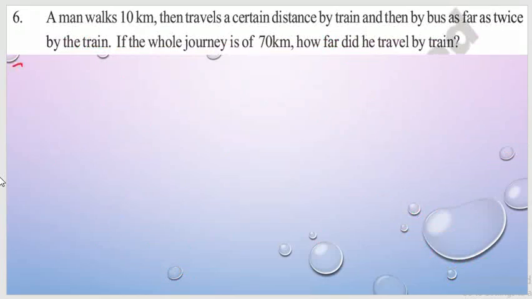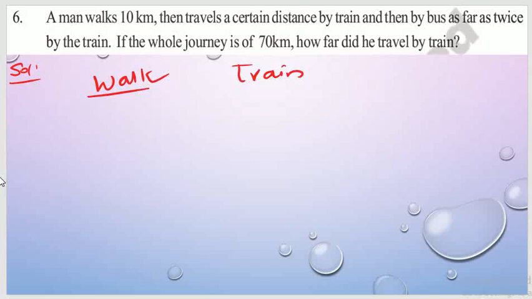So this particular problem is related to speed and distance. A man walks 10 kilometers, then he travels a certain distance by a train and then by bus as far as twice of the train. If the whole journey is of 70 kilometers, how far did he travel? So here we have 3 particular ways of travel. First he walked, next he took a train, next he traveled by bus.